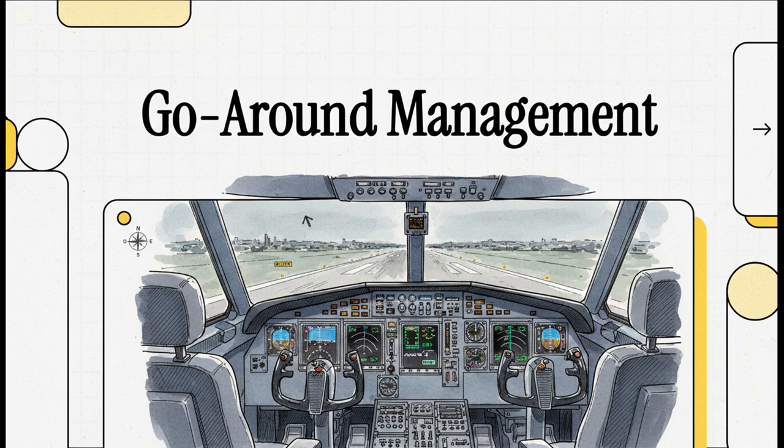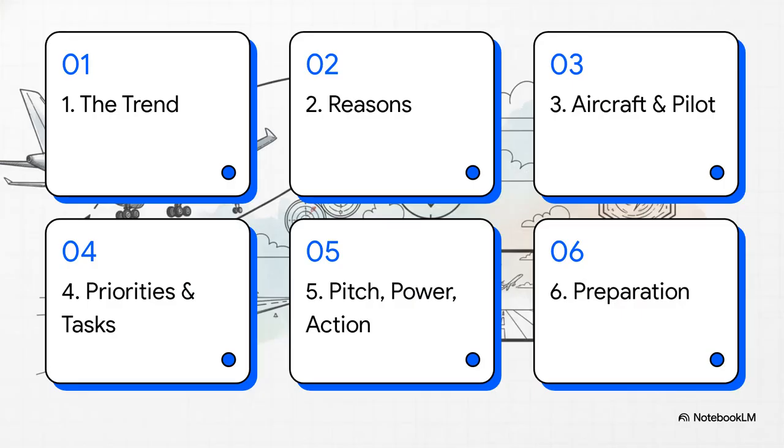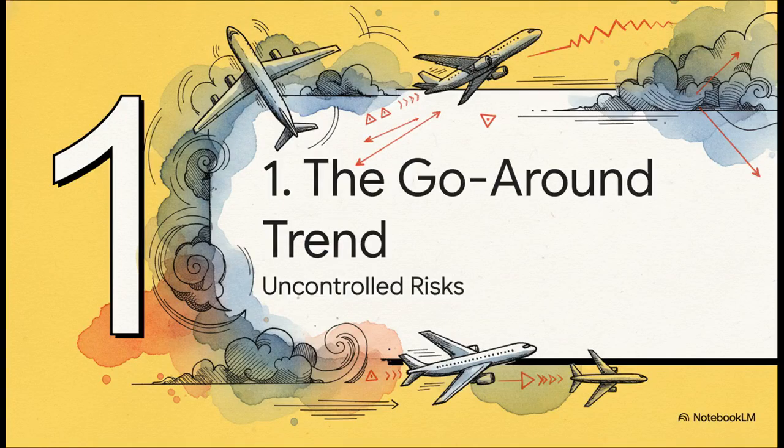Today, we're unpacking a critical aviation safety guideline about a really concerning trend: go-around maneuvers going completely wrong. We're going to pull directly from the source material to give you the exact tools and tricks you need to handle this procedure flawlessly. Here is our roadmap. We're going to breeze through the trend itself, the reasons for a go-around, the aircraft and pilot states, task sharing, pitch and power, and finally, your mental preparation. Starting right off with Section 1, the go-around trend, and those uncontrolled risks.